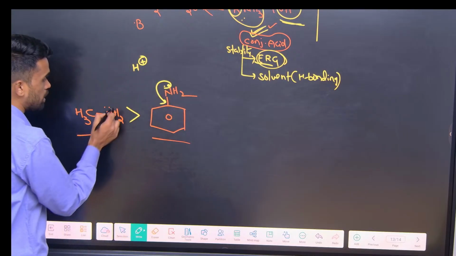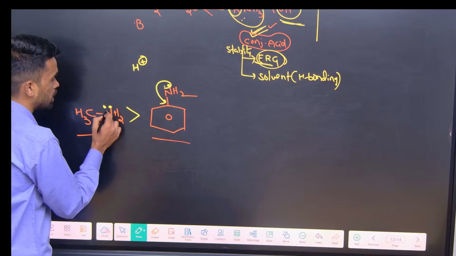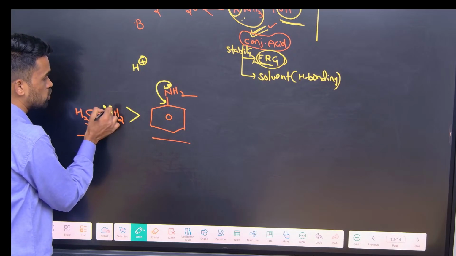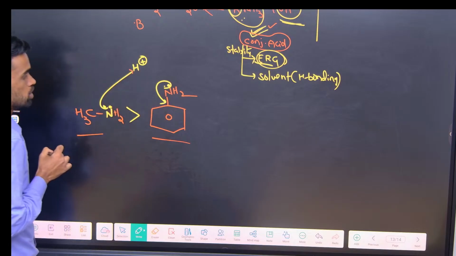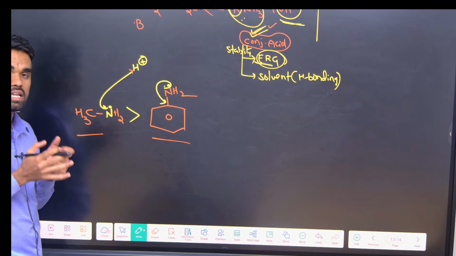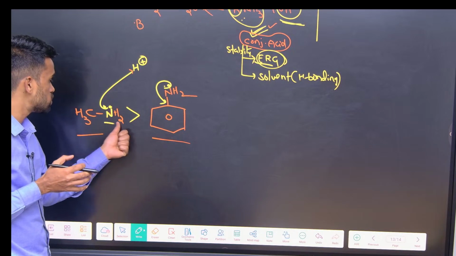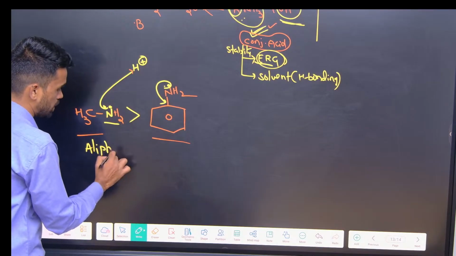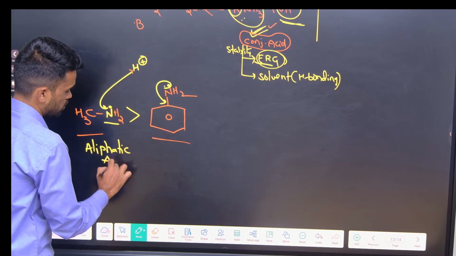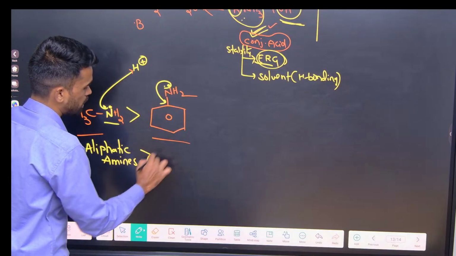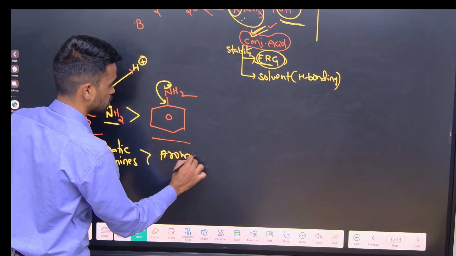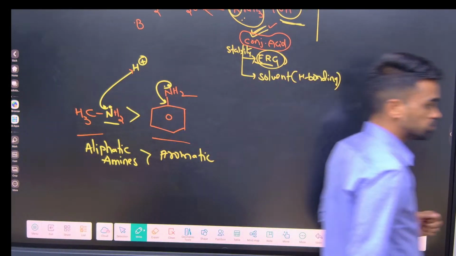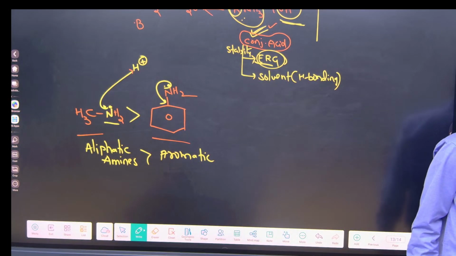But in methylamine, the lone pair electrons are not in any conjugation. They are freely available, just sitting on the nitrogen, so they easily accept the proton. So who is donating the lone pair easily? The nitrogen of the aliphatic amine. That's why aliphatic amines are more basic than aromatic amines. Okay, remember this line. Right, let's move forward.